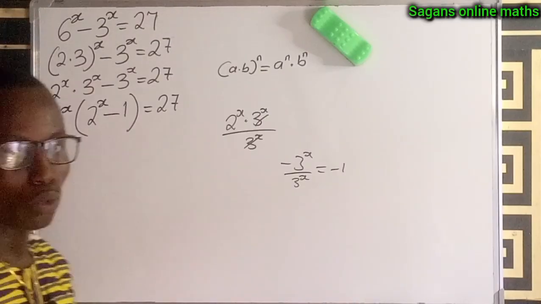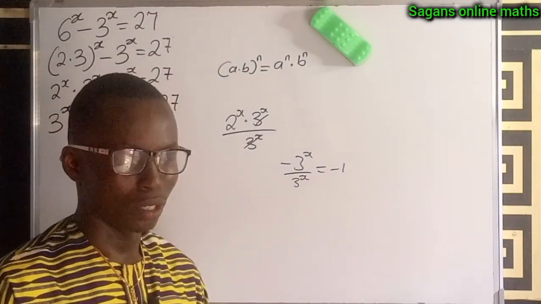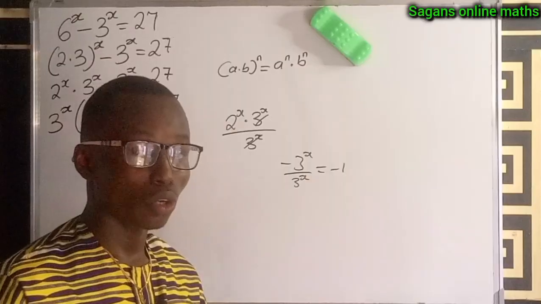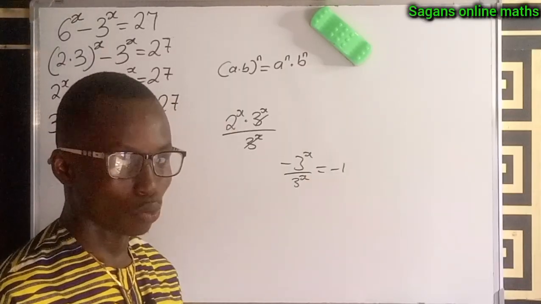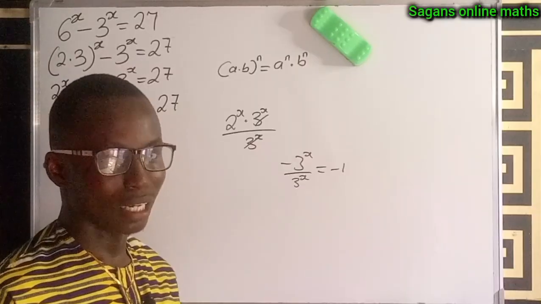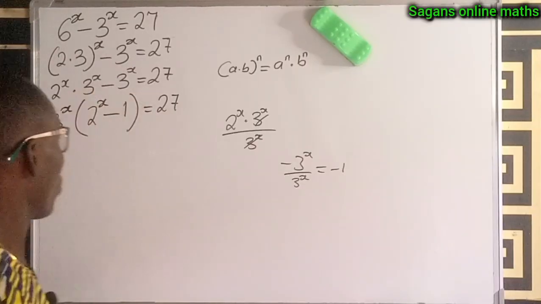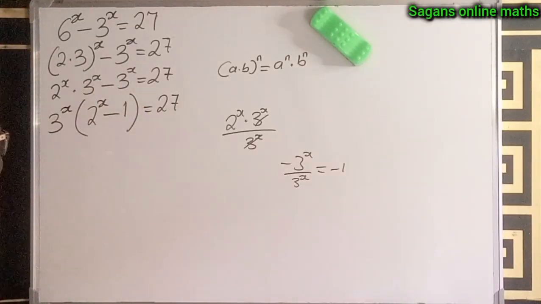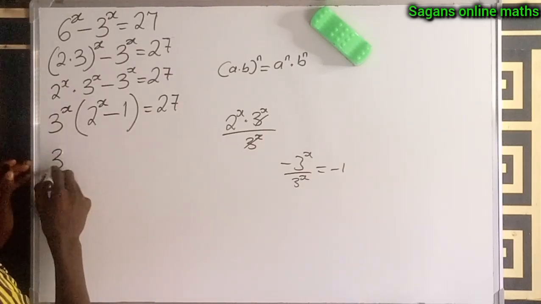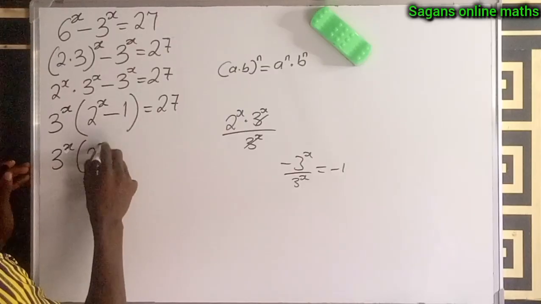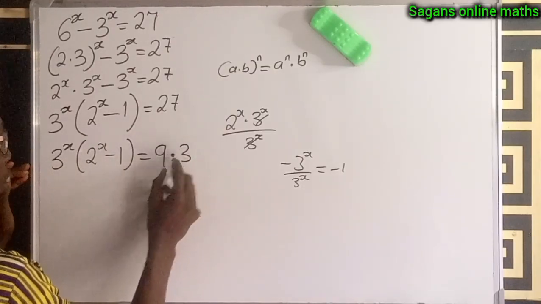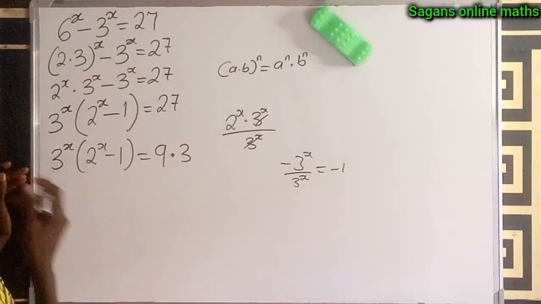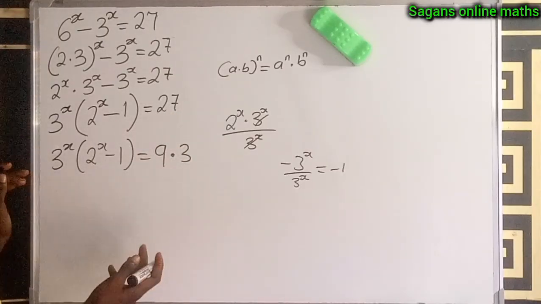Now pay clear attention. What you are going to do is to concentrate on 27. Do you know that we can find the product of 27? What did I mean by product? We know that numbers you multiply together give us 27. And again, you know that 9 times 3 gives us 27, right? So we're going to have 3 to the power of x into 2 to the power of x minus 1 equals 9 times 3, because I know that 9 times 3 is 27.